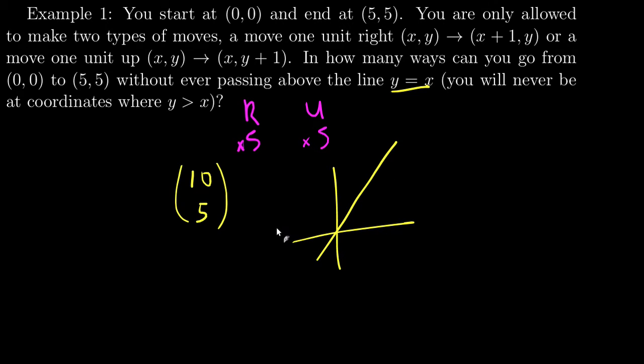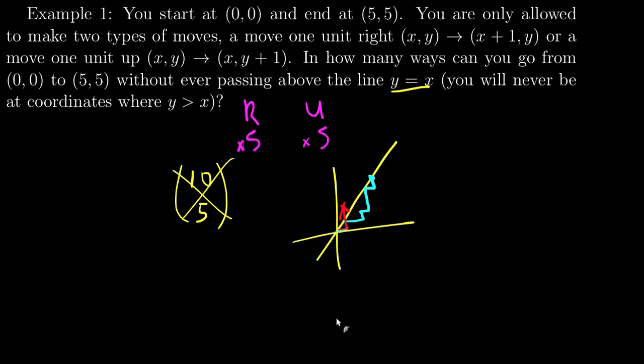So this isn't going to be my complete answer. I'm going to actually use this in the answer, but just as an example, I can go right, up, right, up, right, up, right, up. And that's one acceptable path, where notice I have not passed above the line. But if I go right, up, up, I've broken the rule. I've passed above the line.